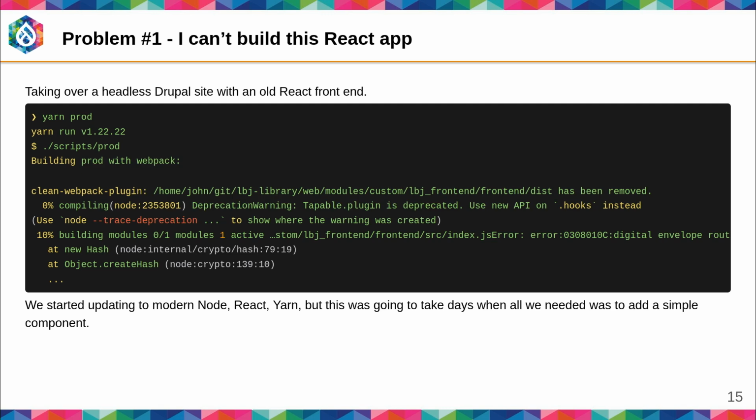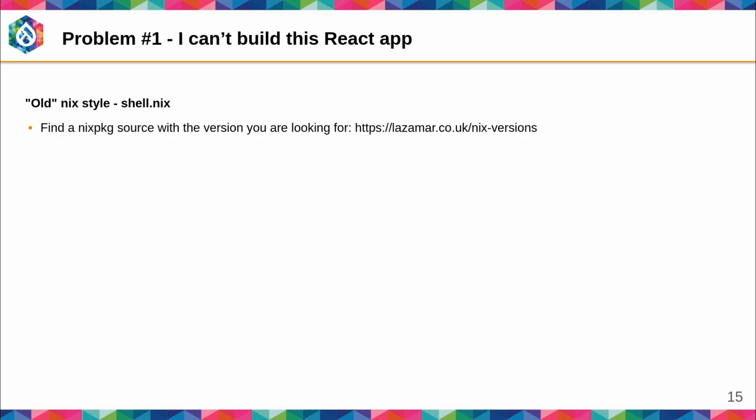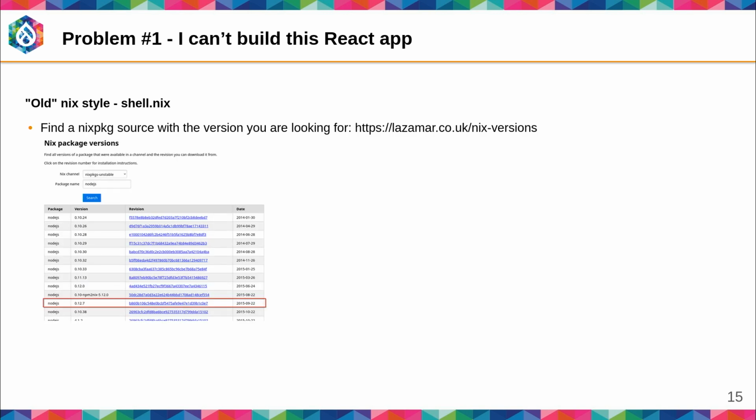So here's the error I was getting. It has to do with TLS upgrades, and there wasn't a new enough TLS in Node.js and all this stuff. And we started updating the packages, got a few hours in, and I'm like, this is ridiculous. We're trying to make one CSS change, and let me just try this. And I started with the old style. I didn't even know what Flakes were or anything, but I found something that said, here's how to create a shell.nix. And there's this website that will give you a list of old software packages.